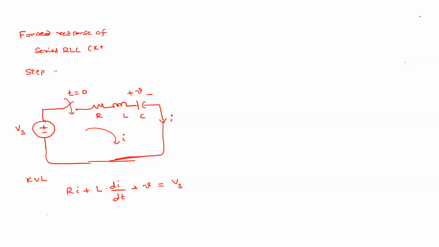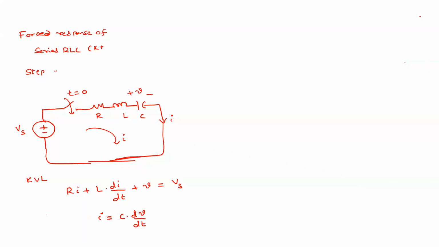Right. So here we can simplify this; no need to differentiate everything. We know the current I. If you know the capacitor voltage, what is the current I? C into dV by dt, right? So substitute in place of I.